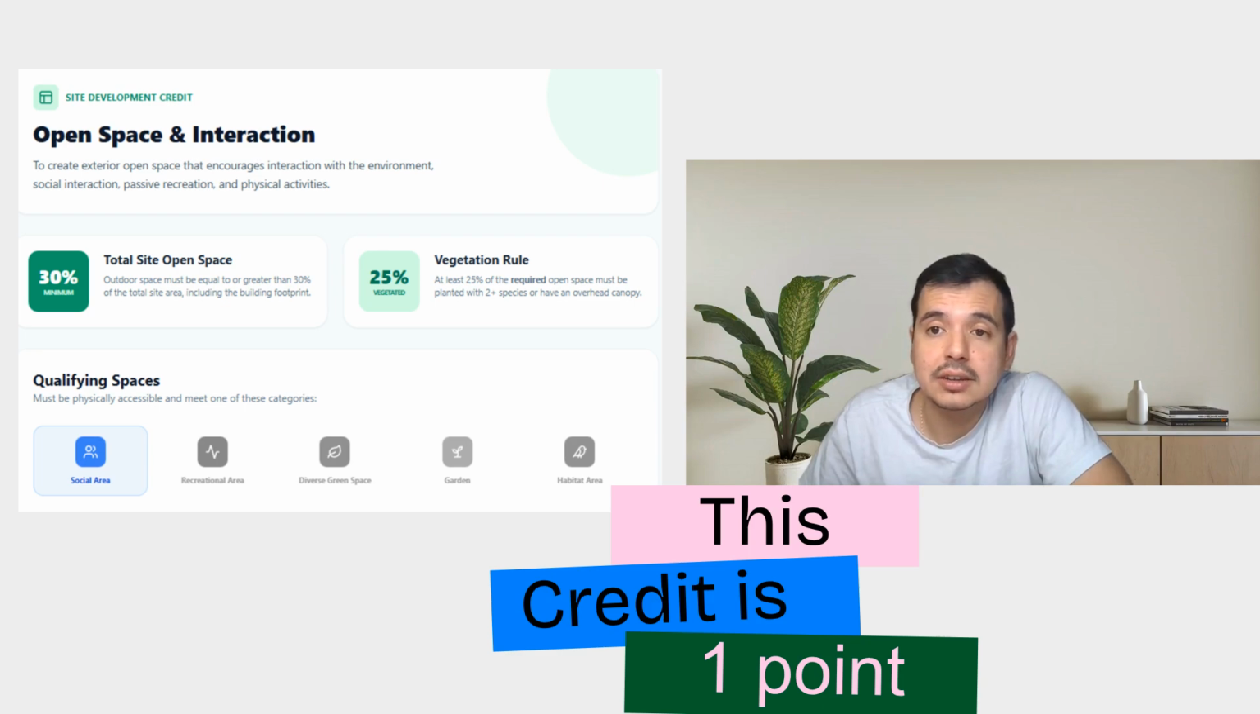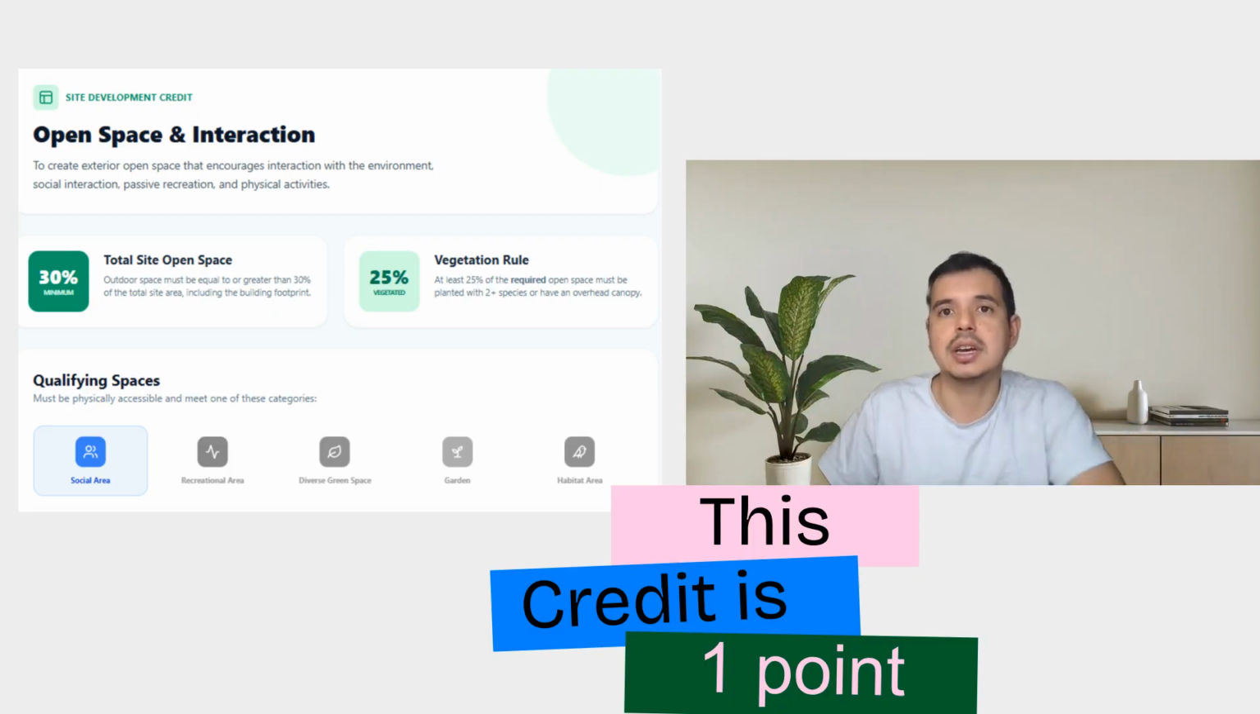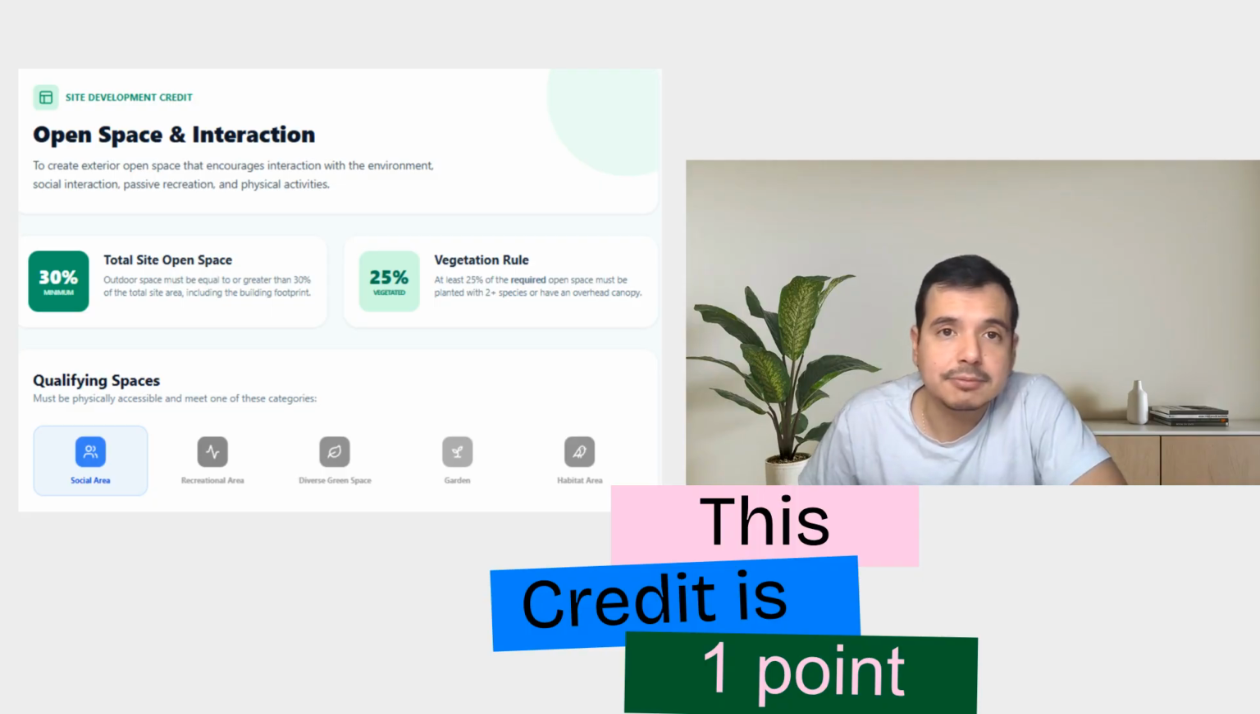What are the conditions? You're going to need at least 25% of that area considered as open space to be planted with at least two different species. And what else do you need? That space needs to be a qualified space, which means it needs to be accessible and be used as a social area, a recreational area, diverse green space, garden, or habitat area.